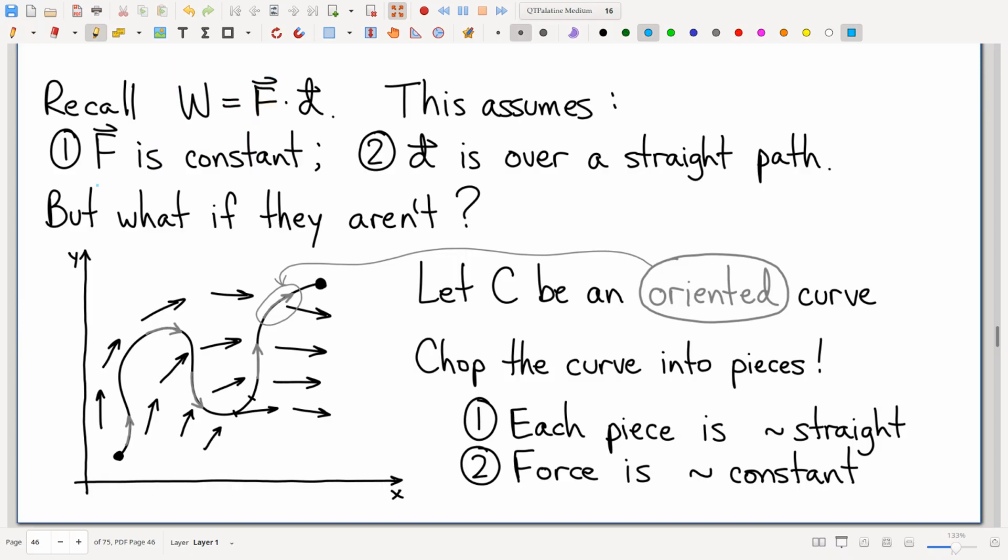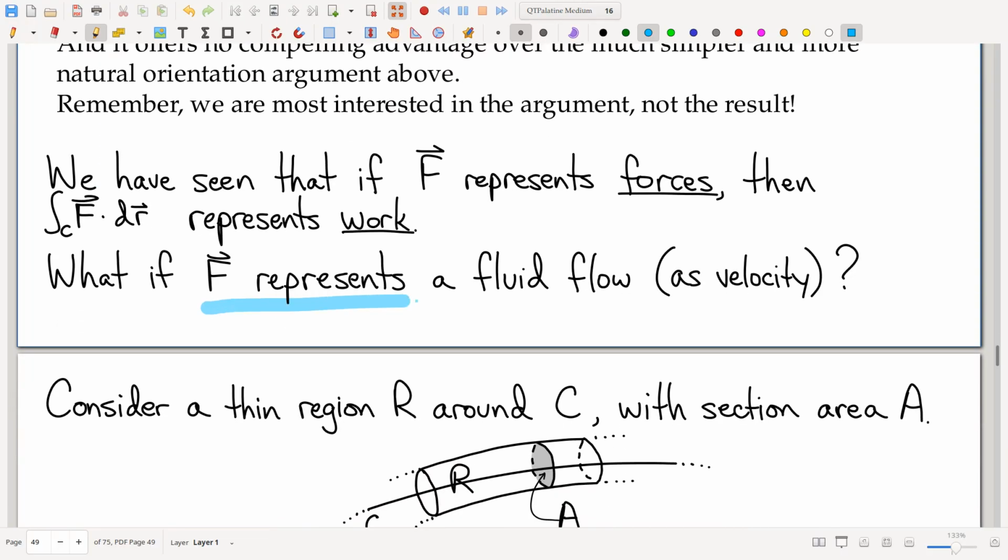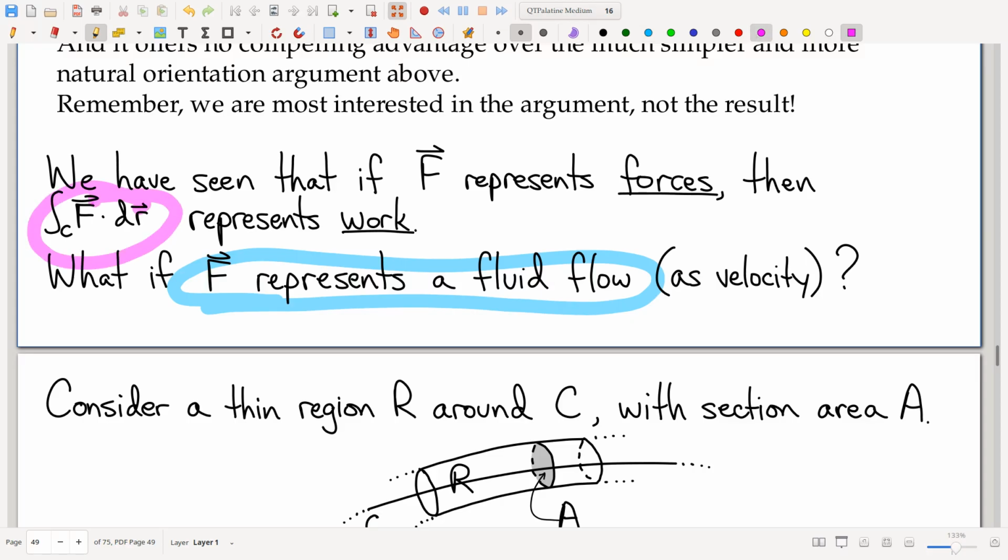Okay. All right, so what if we have a totally different scenario? What if vector field F doesn't represent forces anymore? What if the vector field F now represents fluid flow? So the question then is, okay, well then what does, as a result, this vector line integral represent? I can't say it represents work. How would it represent work? This isn't even a force. Right? Fluid flow dot displacement does not give work. So what does this give us? Does this give us anything meaningful? This is the question that I want to consider now.